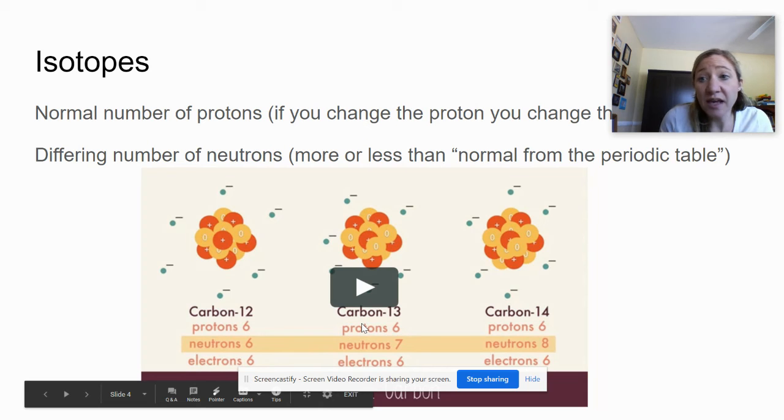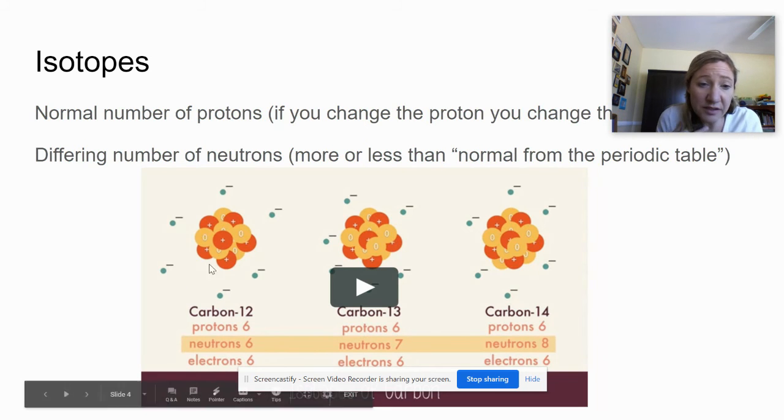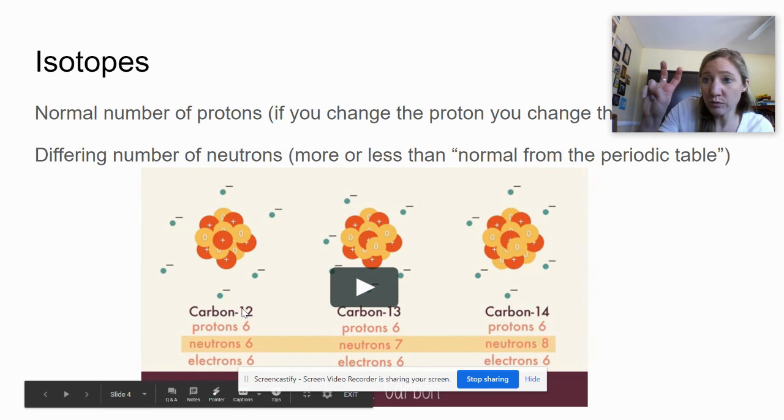For isotopes, again, we do not change the proton number. If you change the proton number, you're making it a new element, so then it's not comparable. If I change the protons of this carbon to 7, it's no longer carbon, it's now nitrogen. So we cannot change the protons, which is why you see that they're the same. But you do have a different number of neutrons. So this is the quote-unquote normal version.